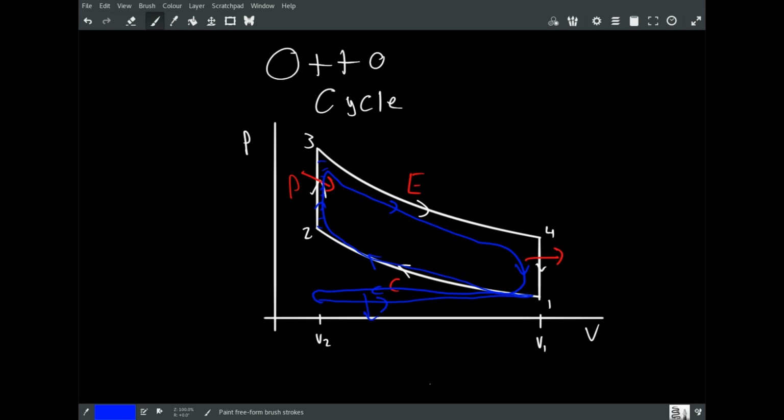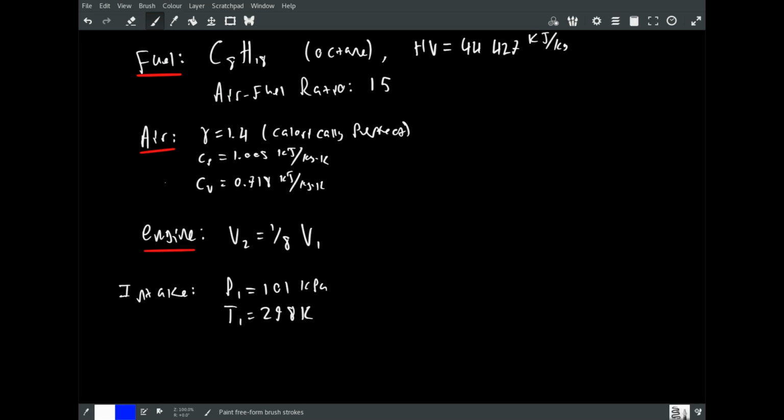So what we're going to look at today is getting some of the basic values that you're going to want out of this, such as, for example, the net work and the thermal efficiency of the cycle. So we're going to start by specifying what our system is going to be based on.